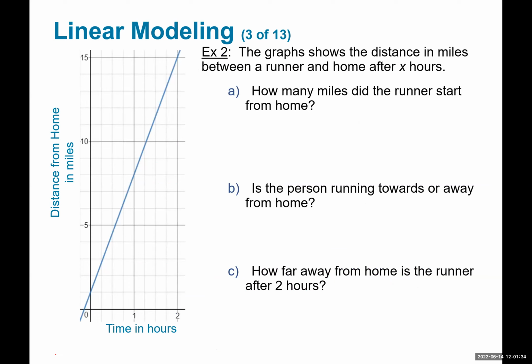Now we're doing a different example here. It says the graph shows the distance in miles between a runner and home after x hours. So how many miles did the runner start from home? So this is time in the x-axis. And then we have distance from home in miles on our y-axis. So at the very beginning, he was not at home. It looks as though he was 1 mile from home.